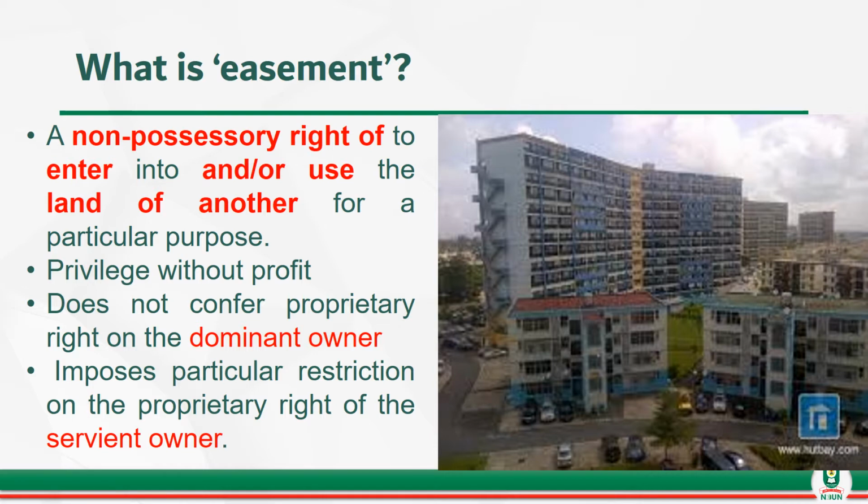Hence, it is said that it does not confer proprietary rights on the dominant owner. The dominant owner is the person who has the right to enter the land of the other person. And the servient owner, who is the person granting the right, has restrictions on his own proprietary right as a result of the grant of an easement.